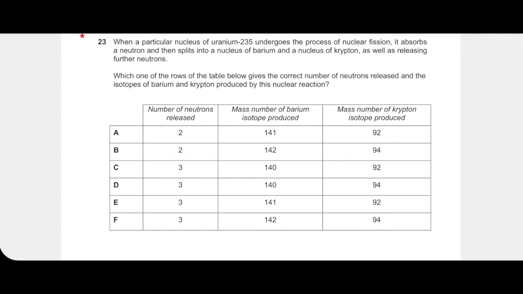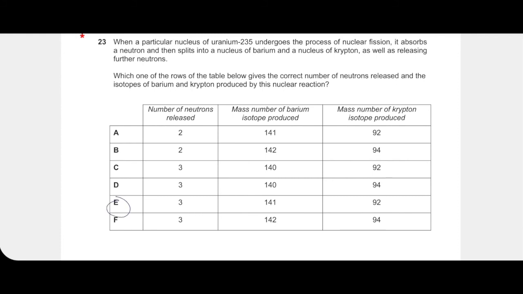So option A, 2 plus 141 plus 92 goes to 235. Nope. B, 2 plus 142 plus 94 goes to 238. Also, no. C, 3 plus 140 plus 92 equals 235. No. D, 3 plus 140 plus 94 goes to 237. That's also no. E, 3 plus 141 plus 92 goes to 236. That is correct. That is what we want. And therefore, E is the right answer.